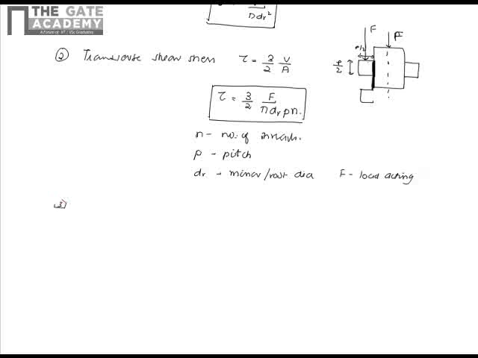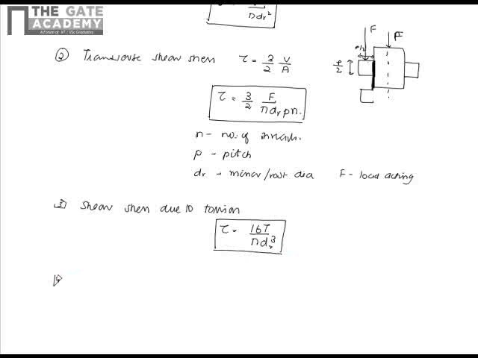Now we have the shear stress due to torsion. Due to torsion of the shaft, tau will be given by 16T by pi d cube. This is mainly happening due to the twisting of the shafts. This is another kind of stress which comes in the power screws.